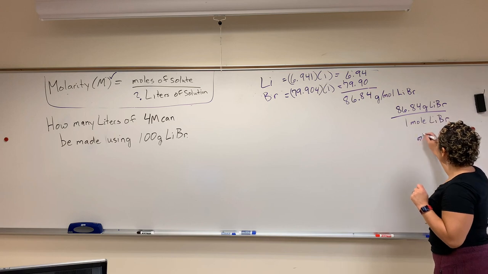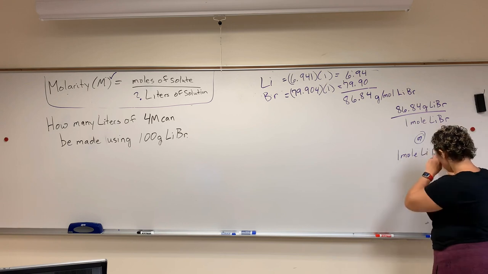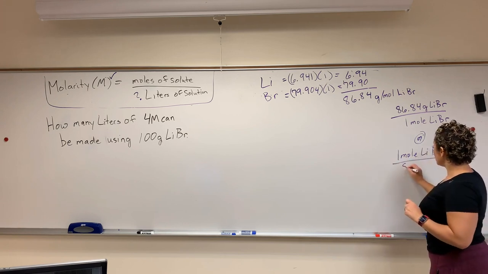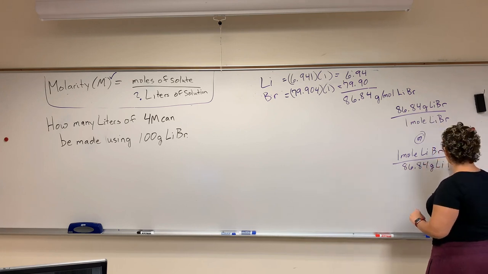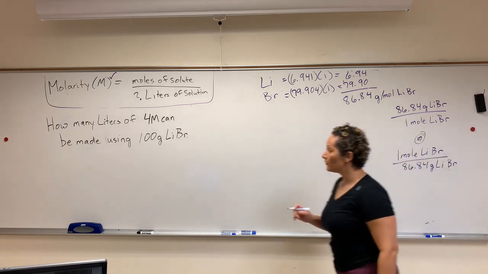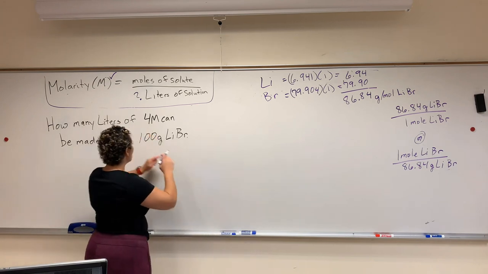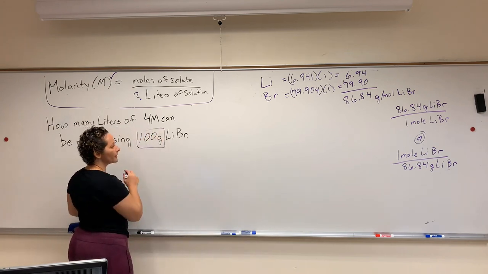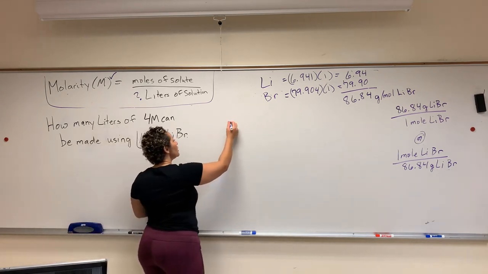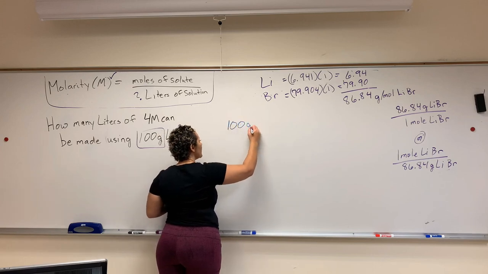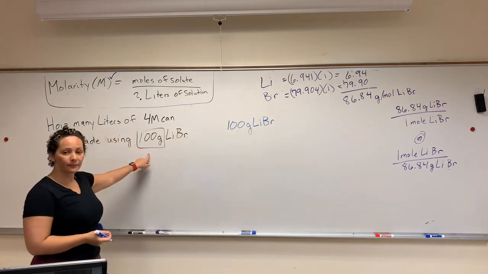Okay, or 1 mole LiBr is equivalent to 86.84 grams LiBr. Okay, so we know, remember, we always start with what we know. We don't just choose one of those because we want a certain one on the top. We always have numbers we're working with. And the number that we're working with here is 100 grams. So we have 100 grams LiBr. Says it right there, okay?